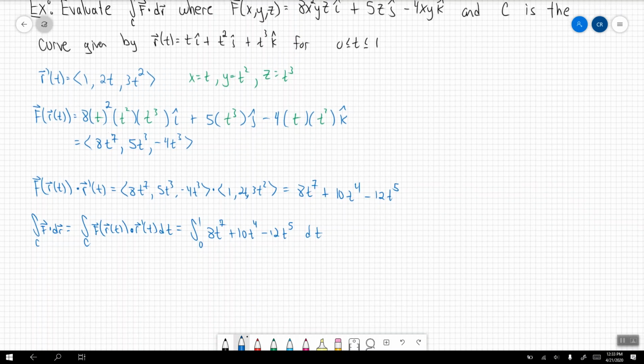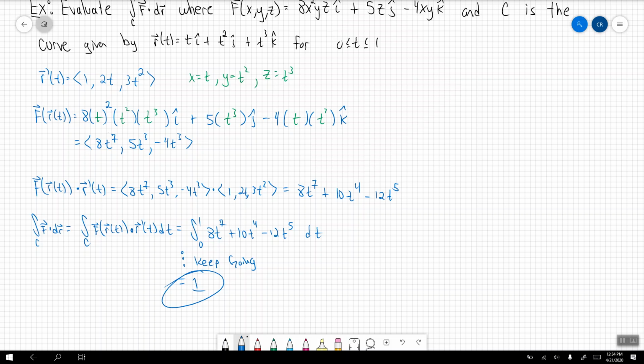And this here would then get us, if you keep going, 1. That's our answer. Just 1. And there you have it. That is the whole process for line integrals.